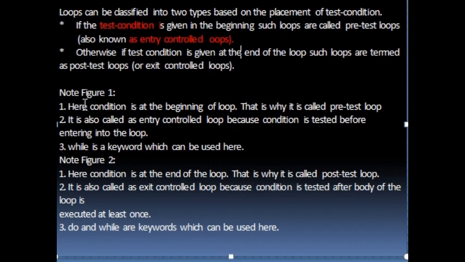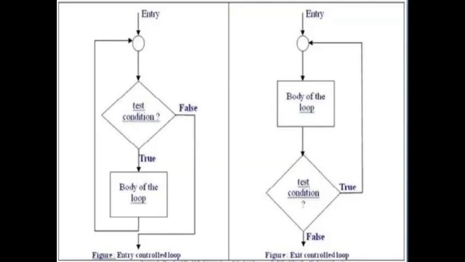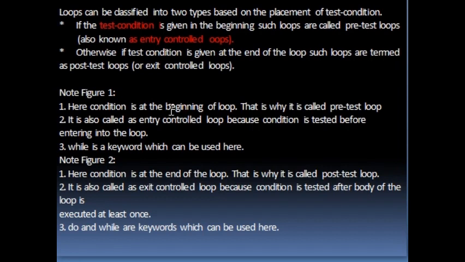So here they are explaining in the first figure, this figure, that the test is at the beginning of the loop. That's why it is called a pre-test loop. It is also called an entry control loop, because the condition is tested before entering into the loop. So it is called entry control loop. While is a keyword which can be used here. Remember, here is a loop which is called while. While is used in the pre-test.